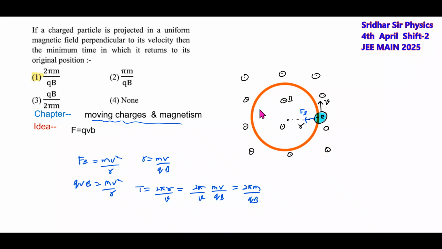What is 2πR? It is the distance covered in the time taken to complete one revolution. How much distance will it cover? 2πR, with what? The speed remains constant. So this is the formula. It is a simple definition, you might have learned it. In the exam, if you remember, you can directly pick the option. No need to solve like this.